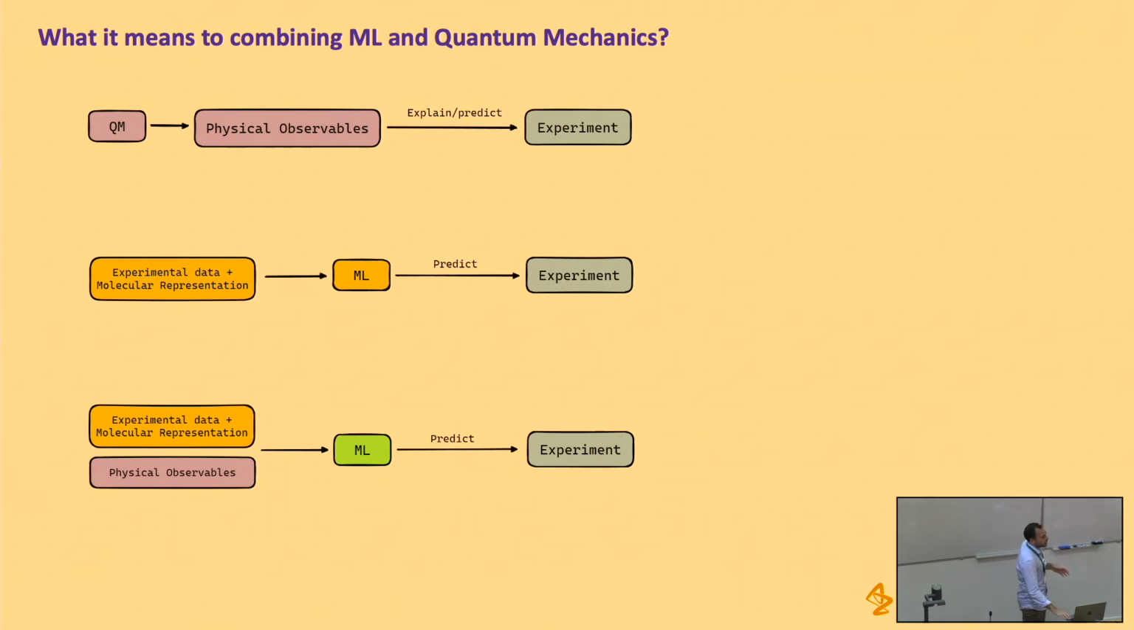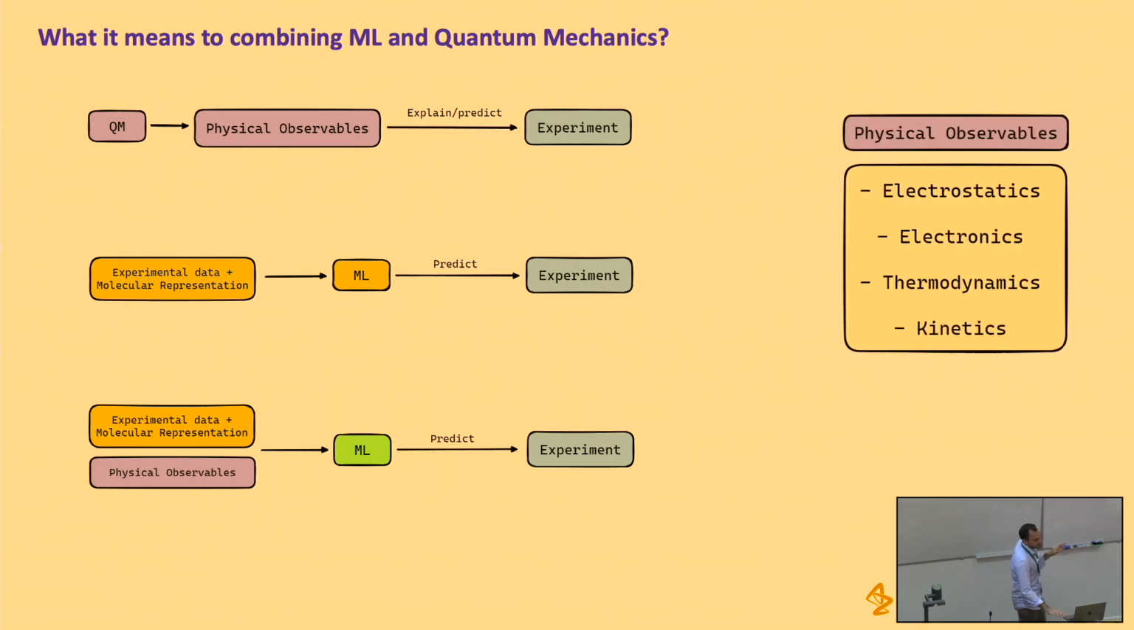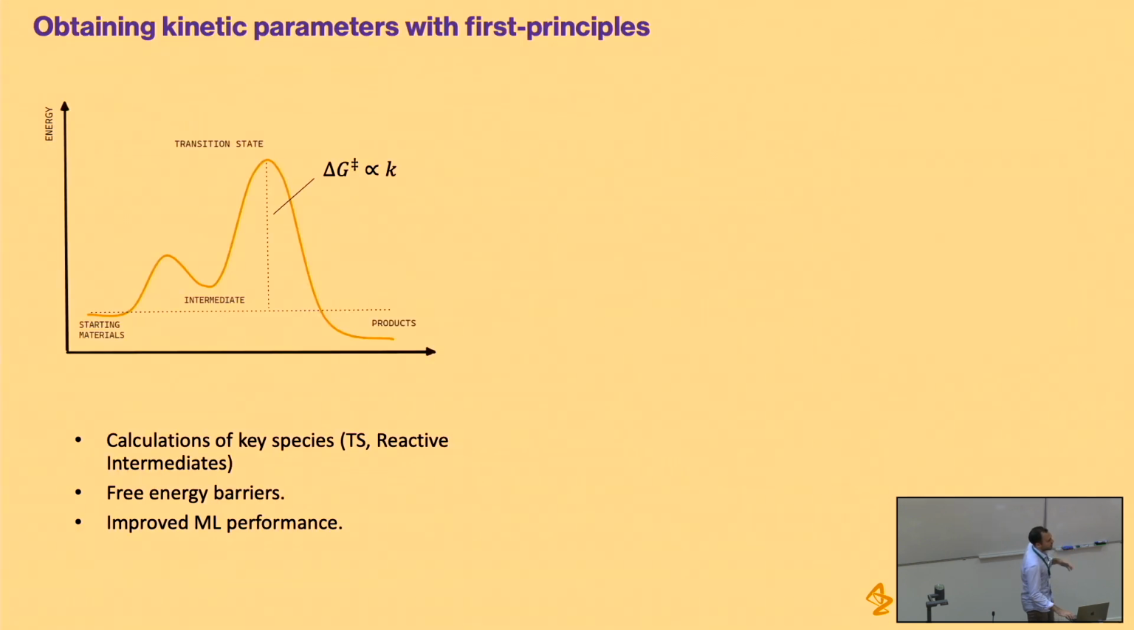So it's nothing really new, and a lot of physical observables have been used to, let's say, improve machine learning models, such as electrostatics, electronics, and so on. But what we really think is the key here is to also add thermodynamic and especially kinetic parameters in the model, like QM-computed kinetic parameters, because it has been shown that this can really improve the quality of the prediction. The limitation, and why people haven't done this extensively, is that obtaining this kinetic information from QM is usually very expensive.